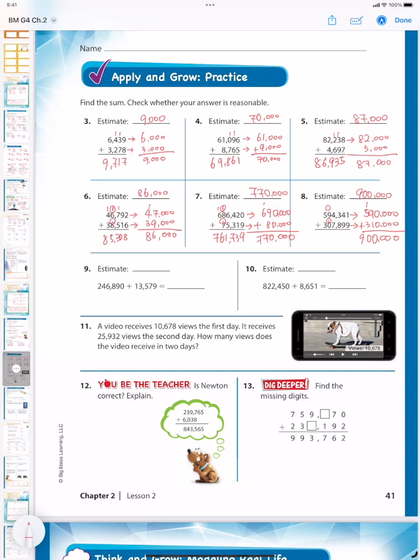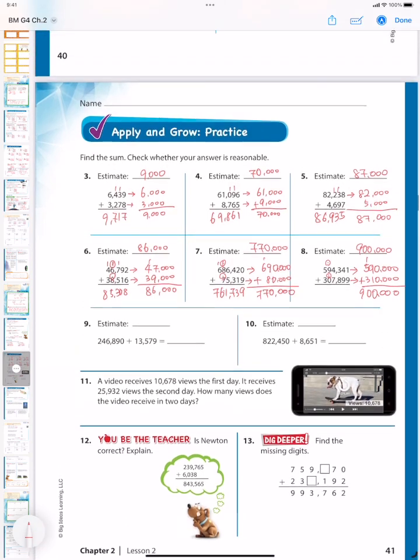All right, for number 9 and 10, I want you to line them up. You can use this notebook, if you need to. I'm going to line them up. 246,890 plus 13,579. Please make sure you are lining up by the place value.